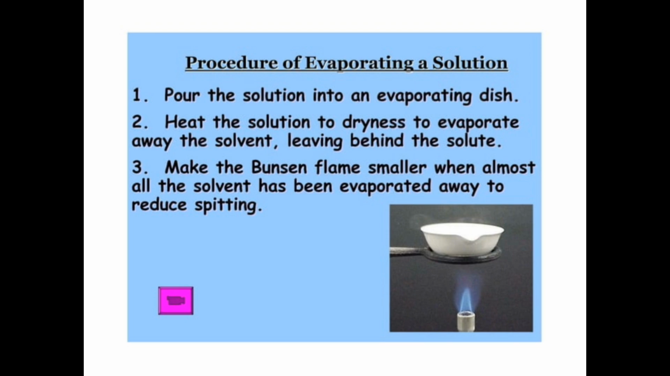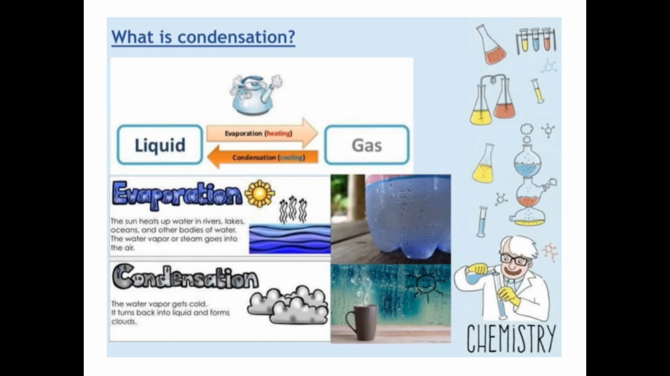There are key procedures for evaporating a solution. Let's take for instance you have a salt water solution. You pour the solution into an evaporating dish. You heat the solution to dryness to evaporate the solvent away, leaving the solute behind. So these are the major procedures for evaporating a solution. You can even try it at home. Get some salt, dissolve it in water, pour the solution into a pot, and heat it until the water evaporates. You will find your salt left behind after.